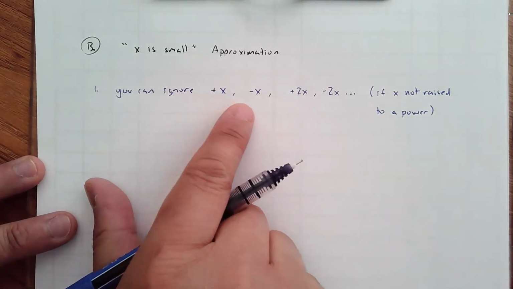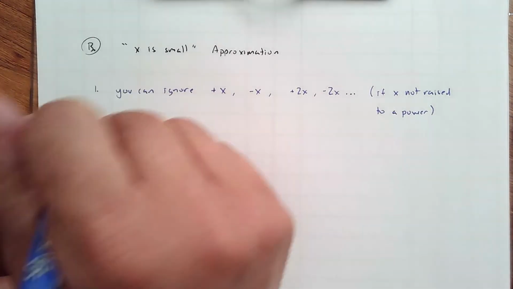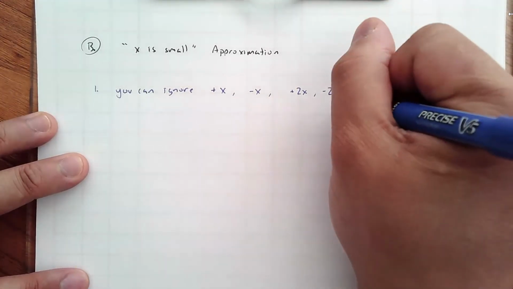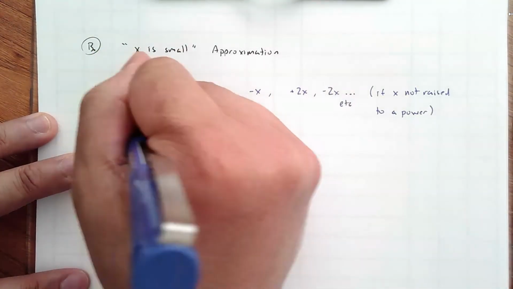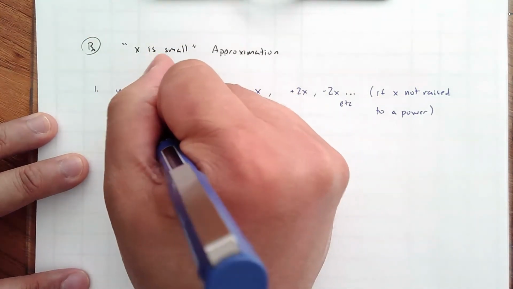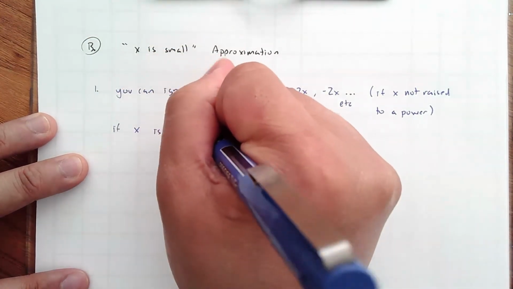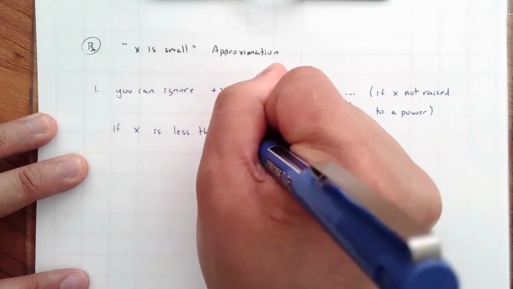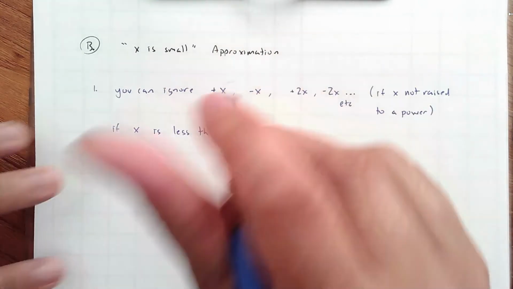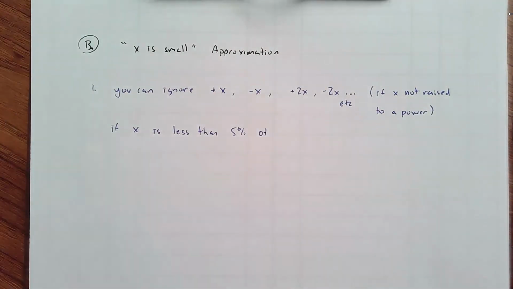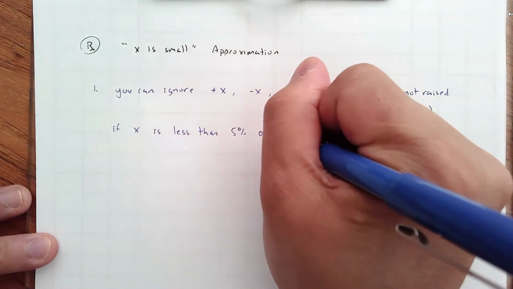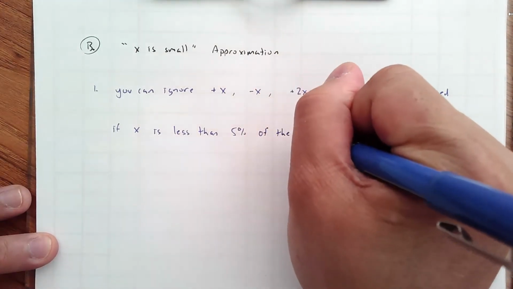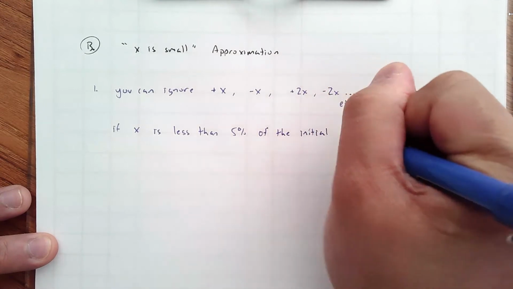You could ignore plus x, minus x, etc., if x is less than 5% of the initial concentration.